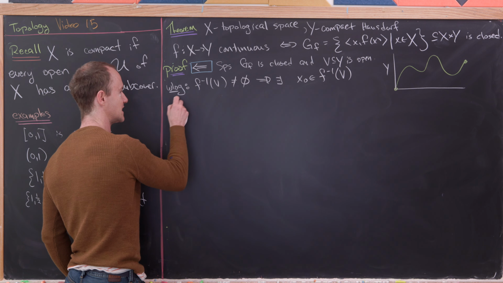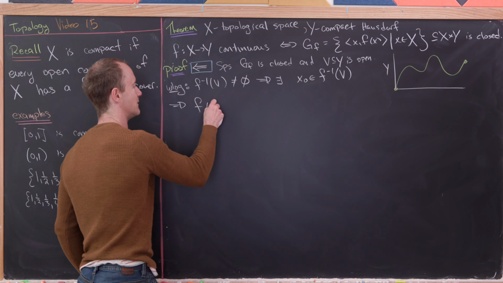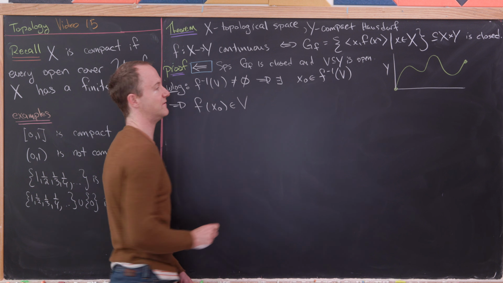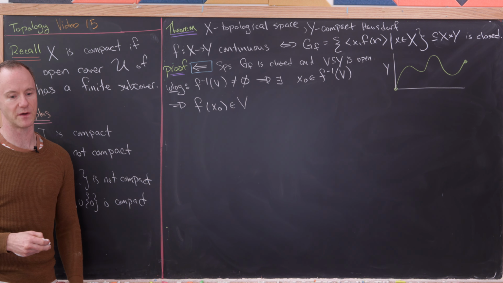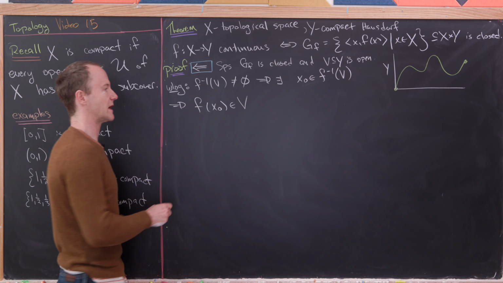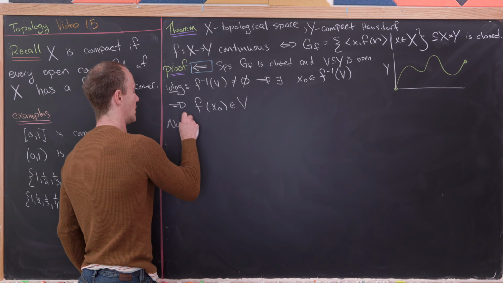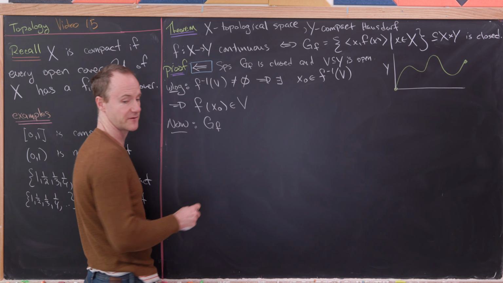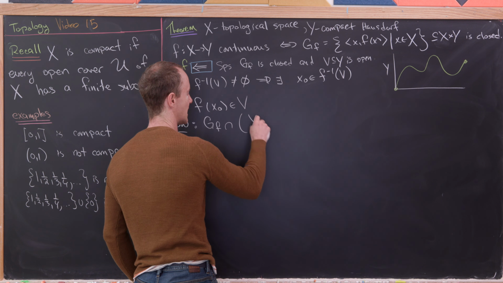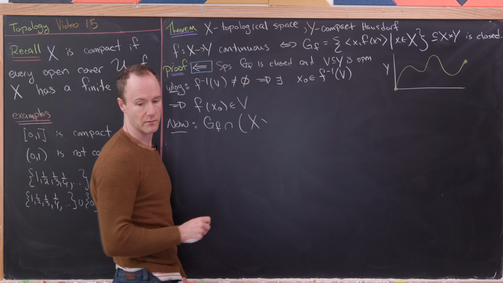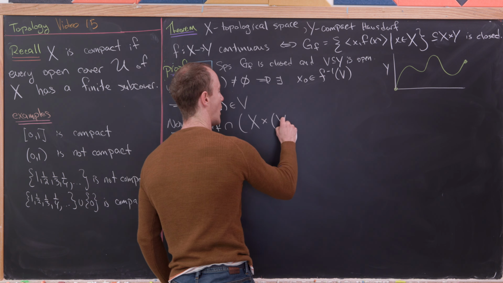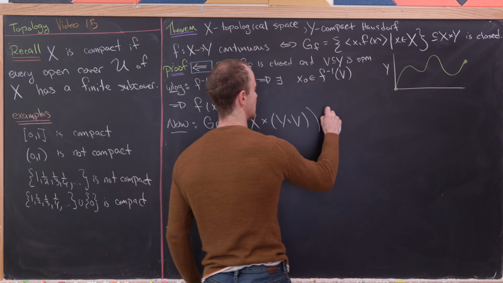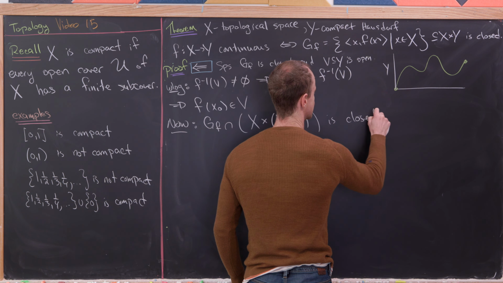But if x naught is inside of the pre-image of V, that means that f of x naught is inside of V by definition of the pre-image. Okay, so now what are we going to do? Well, now let's notice that G sub f intersected with X cross Y minus V is a closed set.